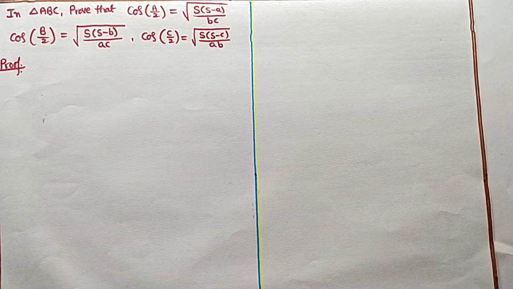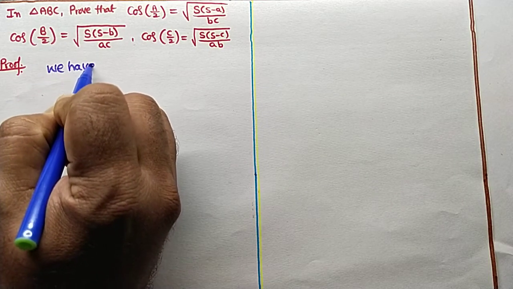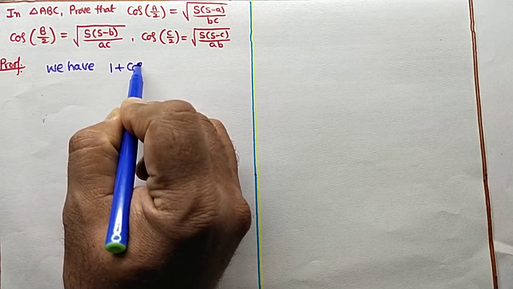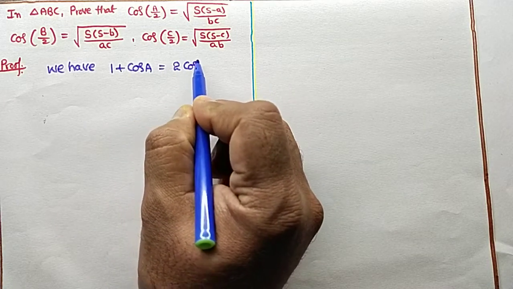The next question. In triangle ABC, prove that cos a by 2 equal to square root of s into s minus a divided by bc. Cos b by 2 equal to square root of s into s minus b divided by ac. Cos c by 2 equal to square root of s into s minus c divided by ab. We have formula 1 plus cos A equal to 2 cos square A by 2.